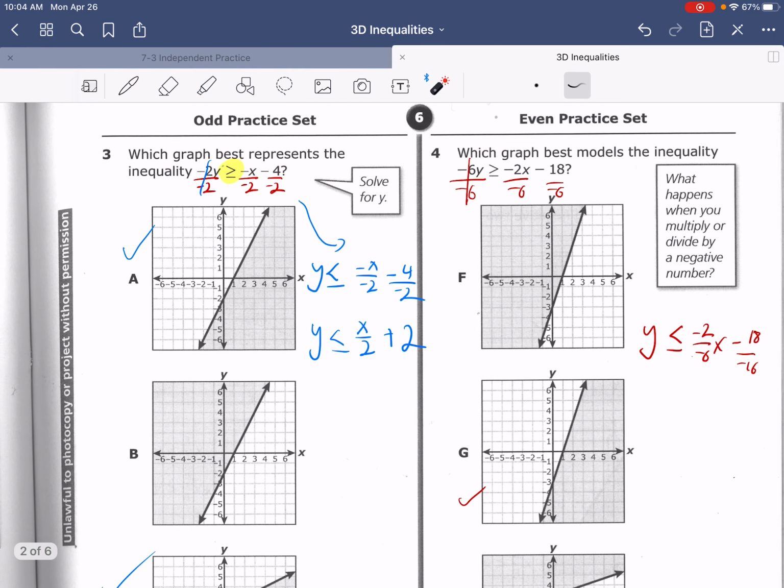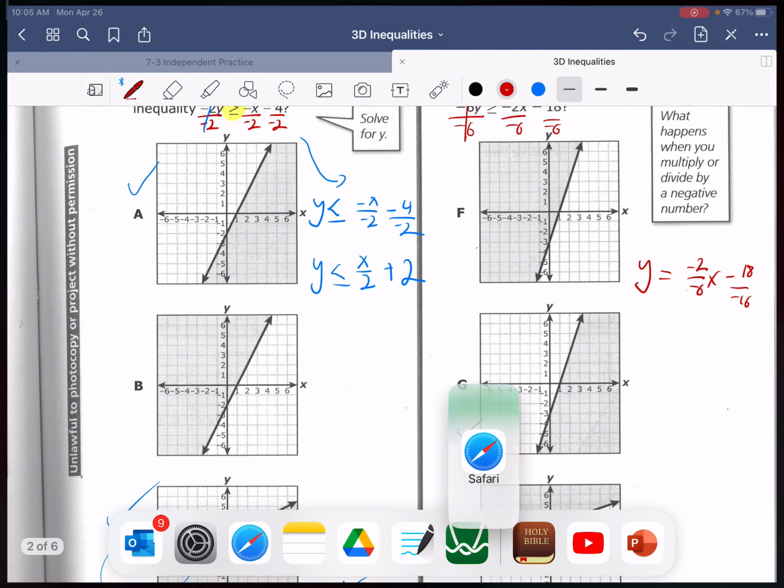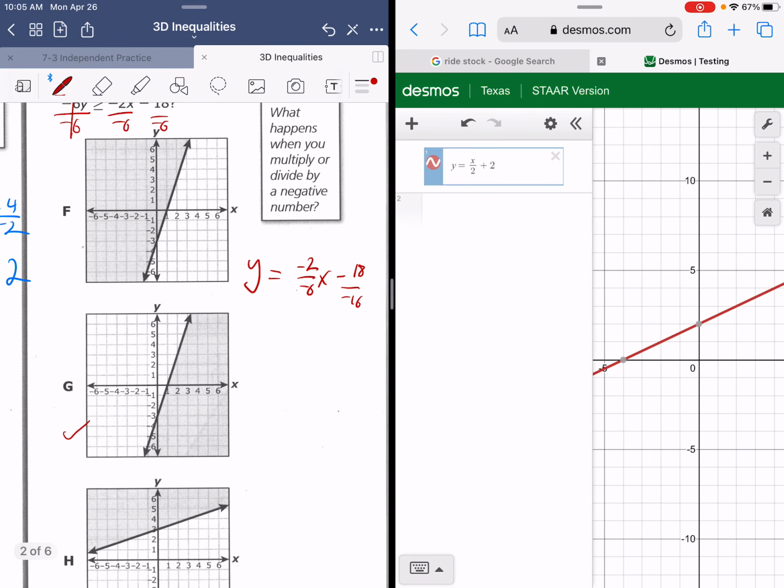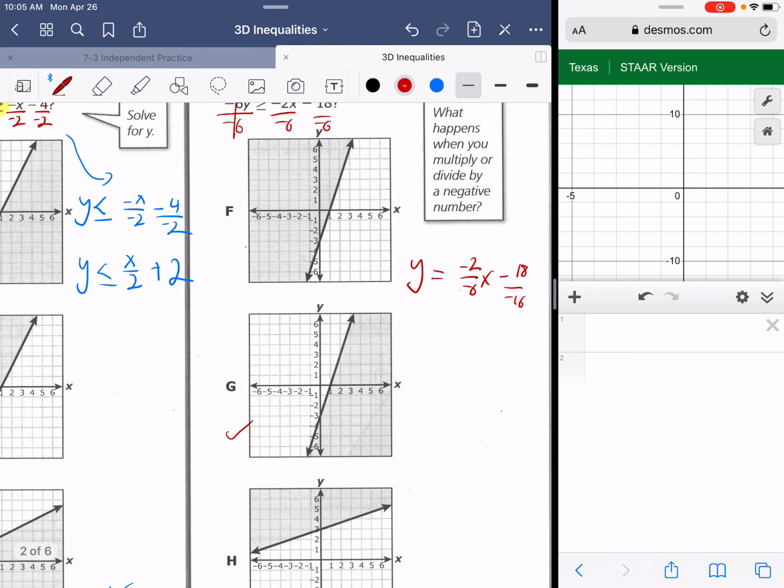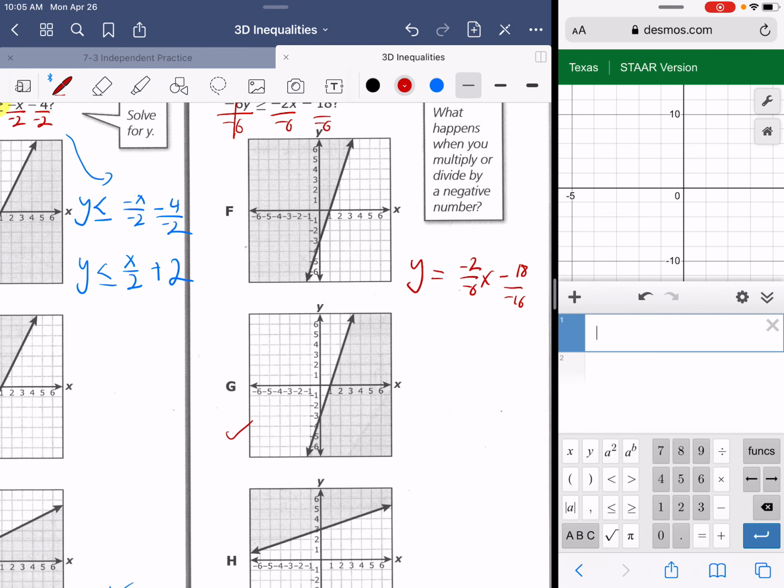So here, let's put this one into the graph, but instead of less than or equal to, you're going to put an equal sign like that, okay? So let's graph it in the star version. If you go to the internet and search star Desmos, you can use it, because the Desmos that you're using right now is not the star version, so you have more options, something that you cannot use. Okay, 6x minus 18 over minus 16, like that.